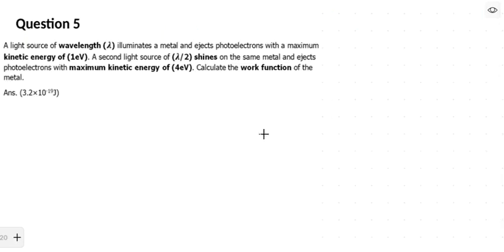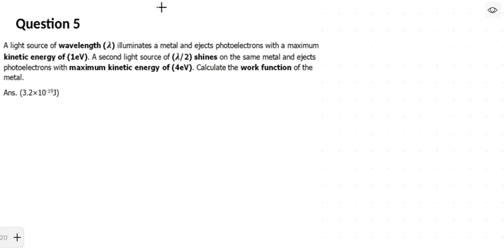The last question in this part will be question 5. Let's read it together and write the given together to solve it. This question is higher level. It looks like a reasoning question. Let's do it together.